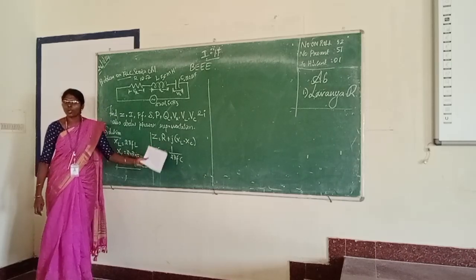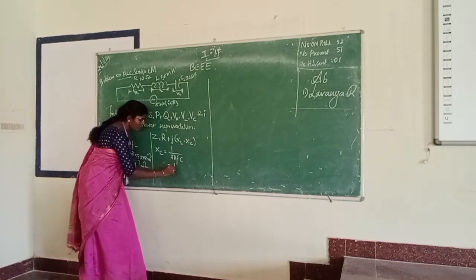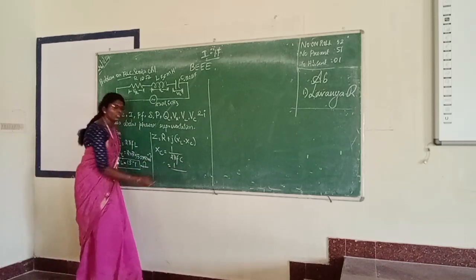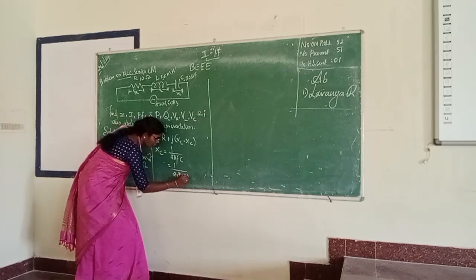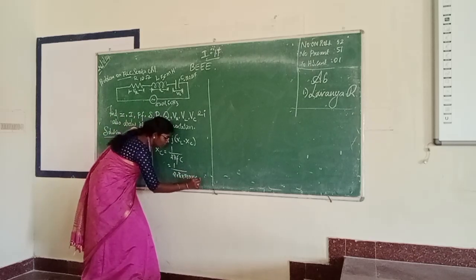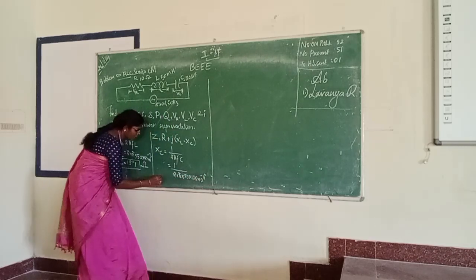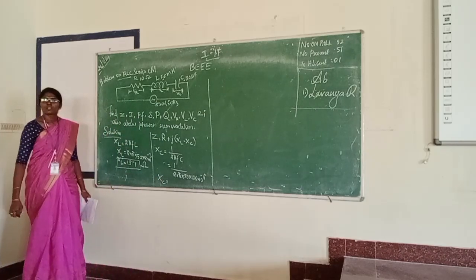XC is equal to what? 1 by 2 pi F into C. So can we substitute that? 1 divided by 2 into pi into the frequency value, 50, and the capacitance value, 100 into 10 to the power minus 6. And if you do that, what is the value for XC? You will be getting 7 point.